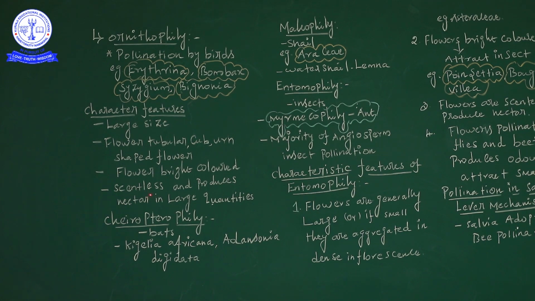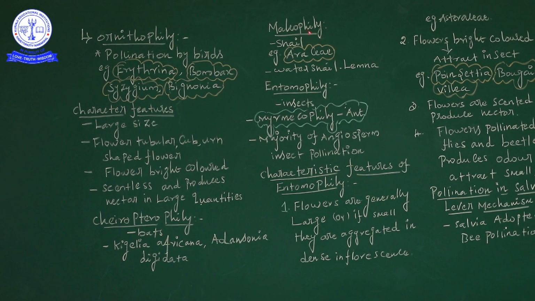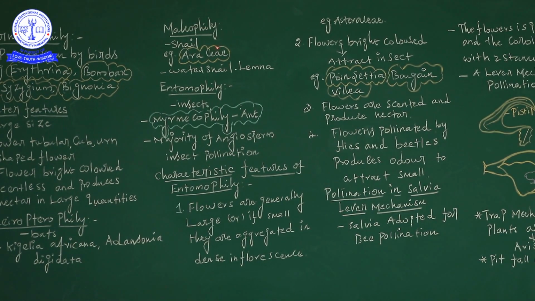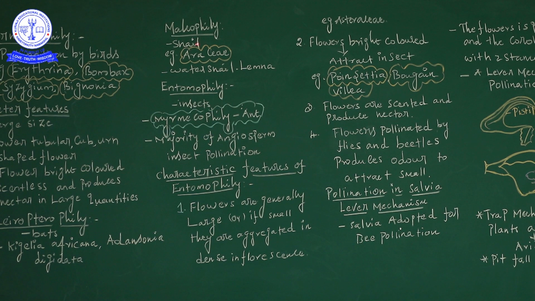Okay, and then chiropterophily. Chiropterophily means pollination by bats. The best examples of plants are Kigelia africana and Adansonia digitata. Okay, the next one is malacophily. Malacophily means mostly pollination present in aquatic plants. First of all, malacophily means snail pollination. Examples are Araceae, and then water snail, the example of Lemna.